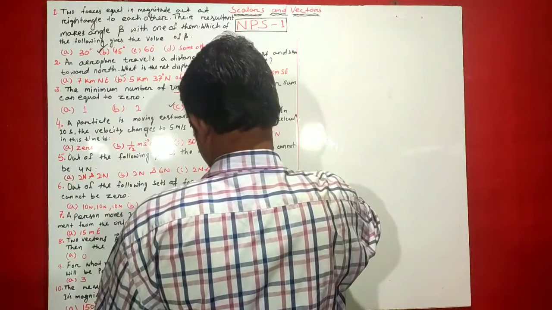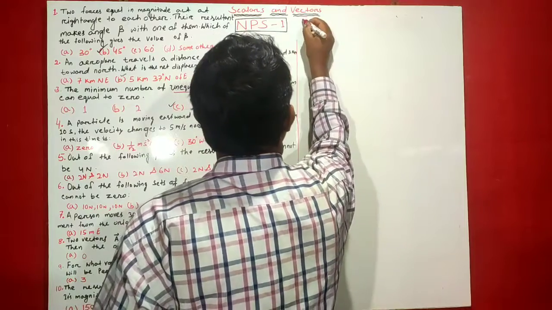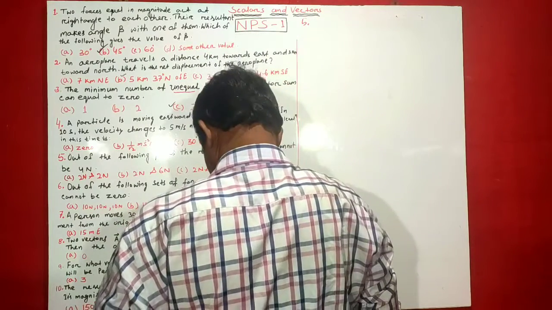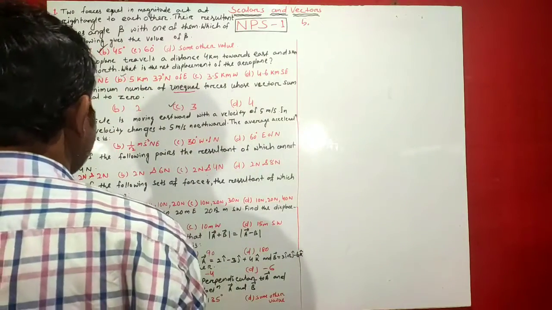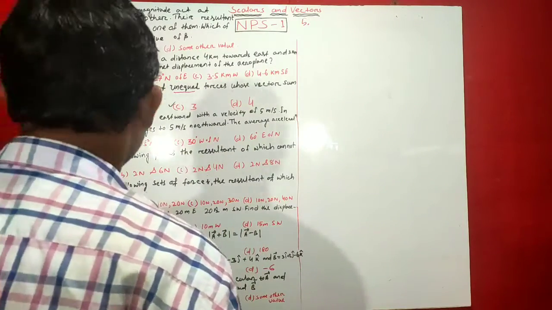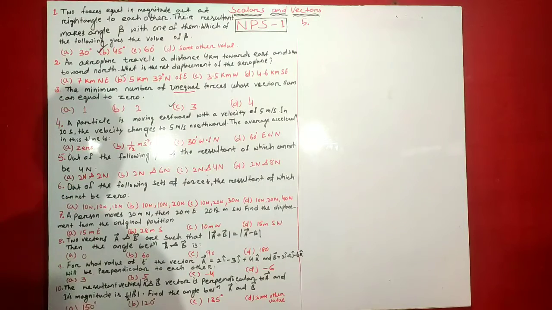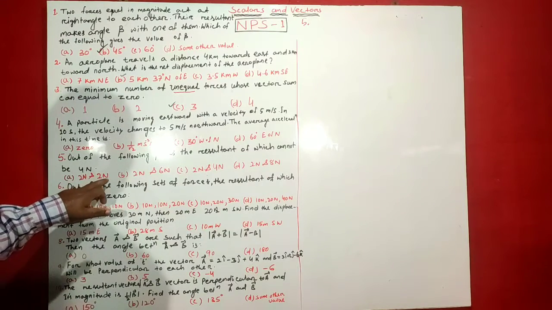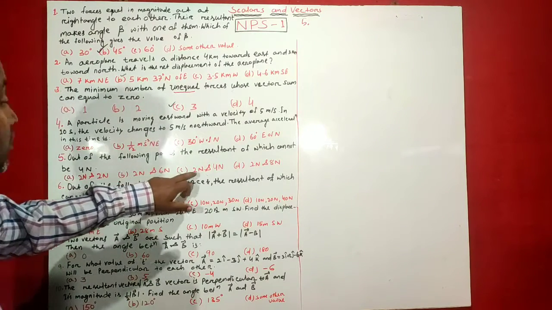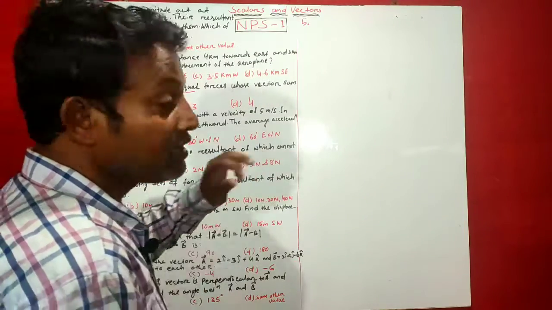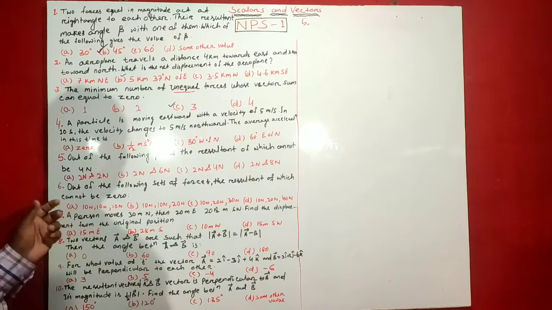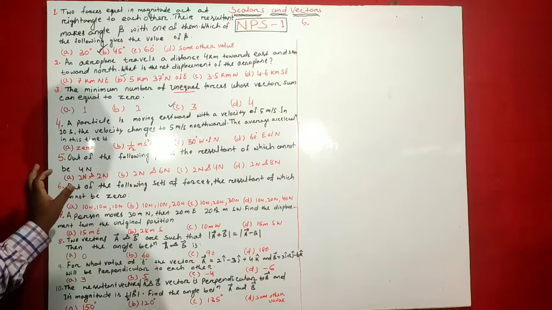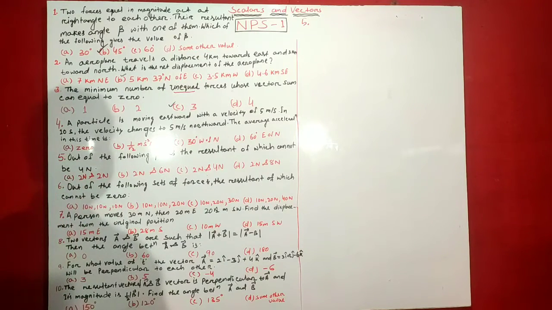Number 5. Out of the following pairs, the resultant of which cannot be 4 Newton. Given that 2 Newton and 2 Newton, 2 Newton and 6 Newton, 2 Newton and 4 Newton, 2 Newton and 8 Newton. Guys, actually we have to find the maximum and minimum resultant of the two forces.